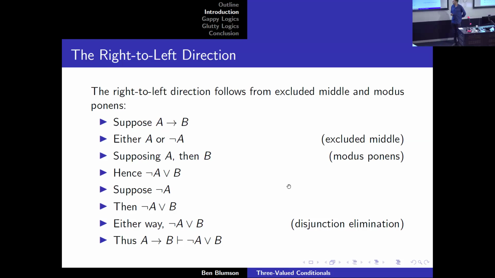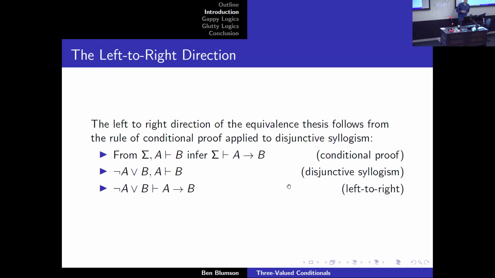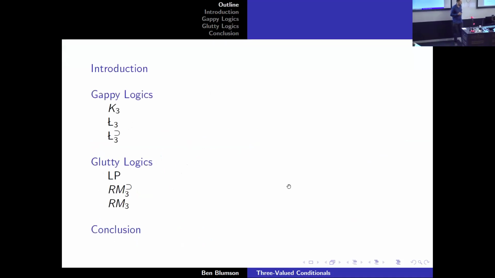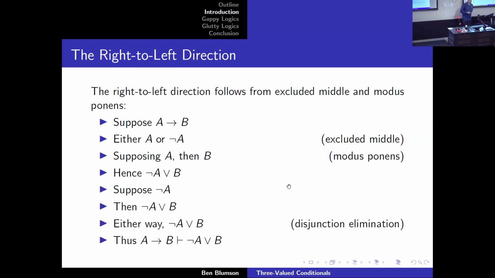The reason this is a talk about three-valued logic is because it's interesting that in various three-valued logics, both of these arguments fail. In particular, in three-valued logics in which the third value is interpreted as both true and false, disjunctive syllogism is invalid. So this argument is no good. And in three-valued logics in which the third value is interpreted as neither true nor false, then excluded middle is no good. And so this argument is bad.